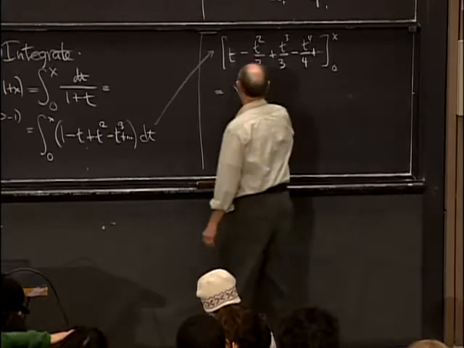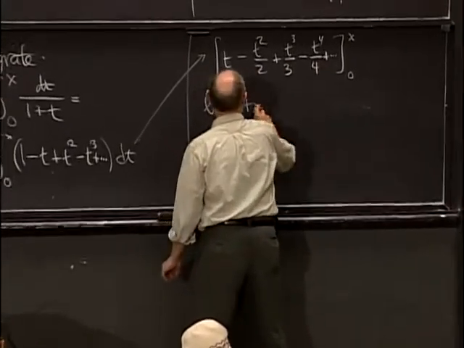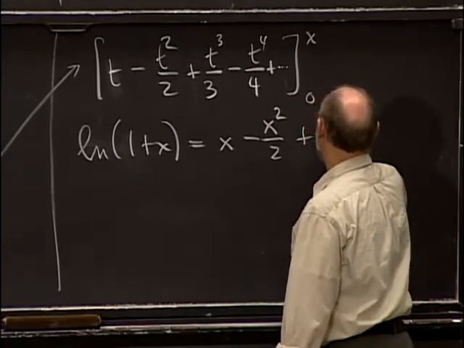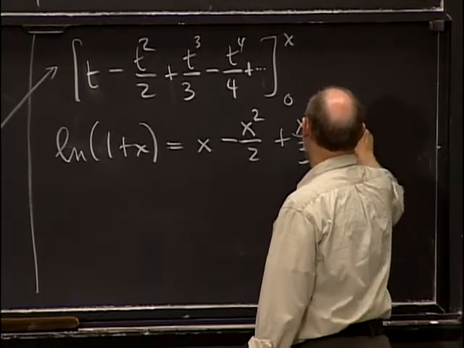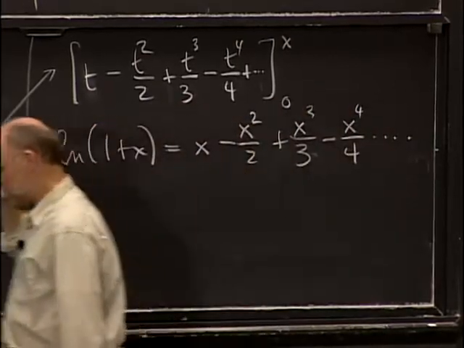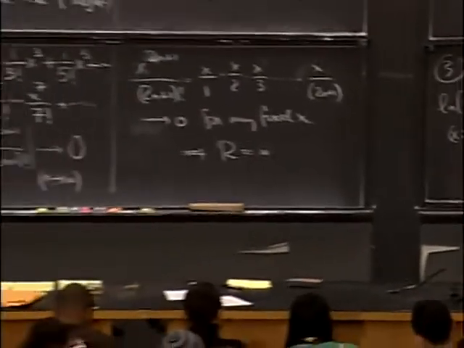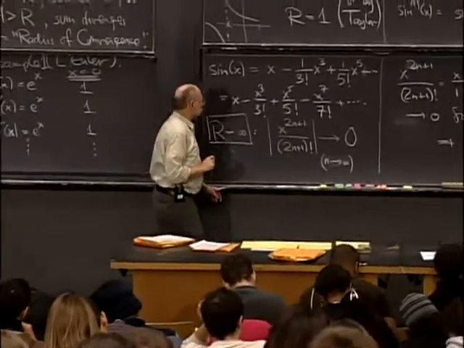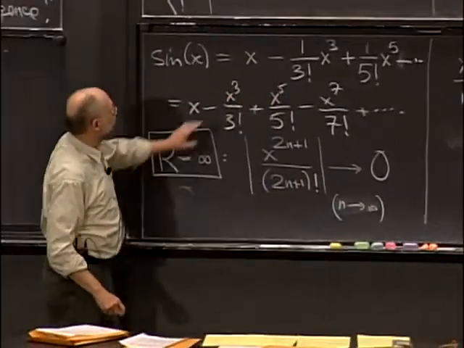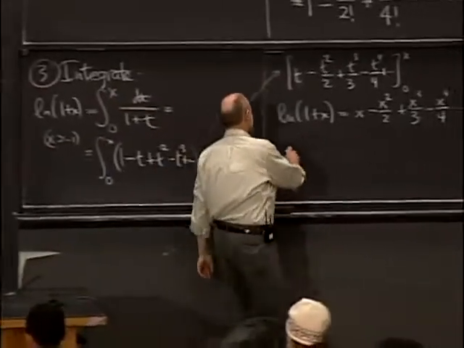So I've discovered that the natural log of 1 plus x is x minus x squared over 2 plus x cubed over 3 minus x to the fourth over 4, and so on and so on. There's the power series expansion for the natural log of 1 plus x. And because I began with a power series whose radius of convergence was just 1, the radius of convergence of this is also going to be 1.